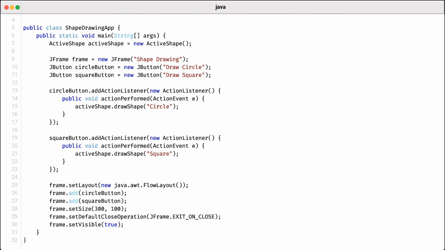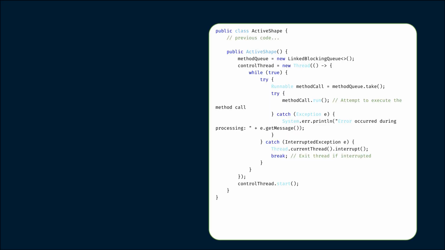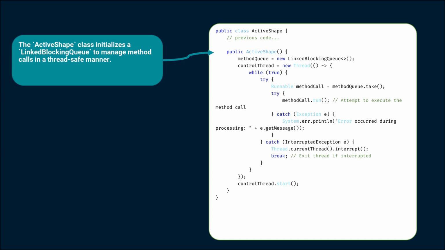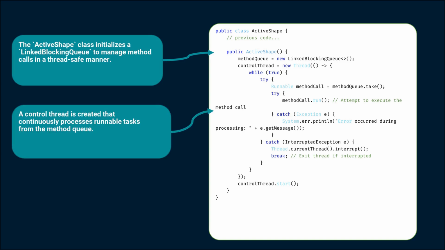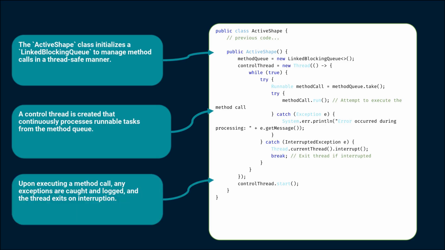processed in the background. Now let's see how we can enhance our ActiveShape class to improve error handling within the active object pattern. We begin by implementing an inner try-catch block around the method call execution. This modification allows us to catch any exceptions that may occur during the processing of method calls. If an error occurs, an informative error message is printed, indicating the nature of the error without crashing the application. By centralizing exception handling within the control thread, we maintain a clear separation of concerns, ensuring the rest of the application remains unaffected by these internal errors.